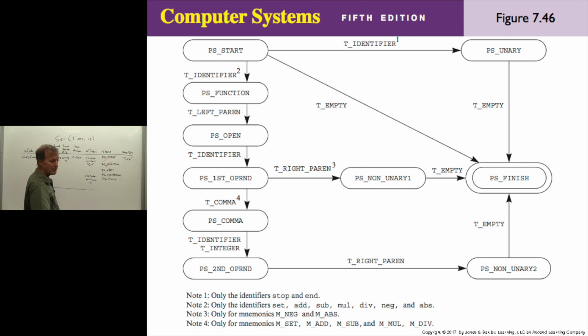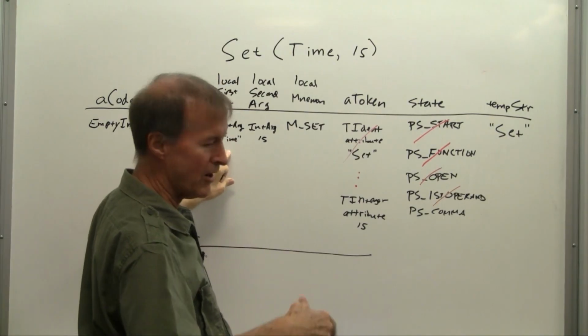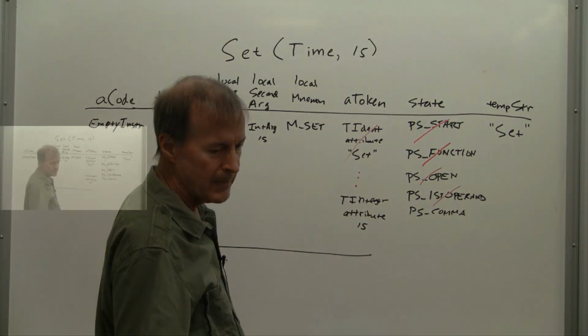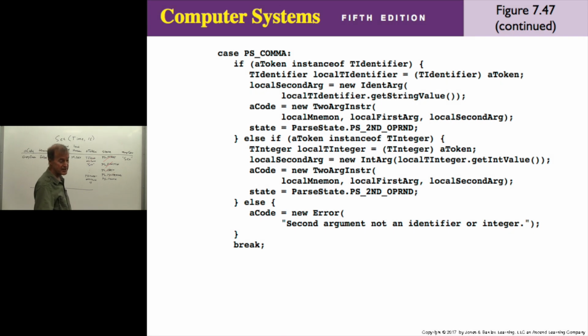We'd be in PS open, and we would have gotten a T identifier for the token, and then we would have extracted the string and created a T dot ident arg. All right? So we are creating these as we go, okay? And now the code says, else if a token instance of T integer, which it is, local T integer gets, we typecast the token to a T integer type so we can extract the integer, and we create this new int arg.